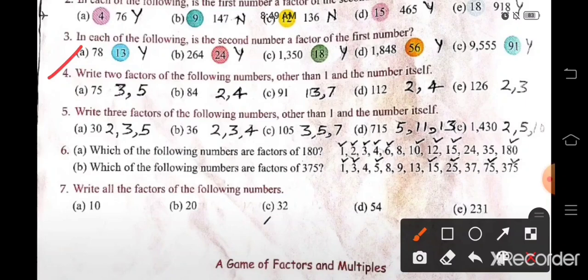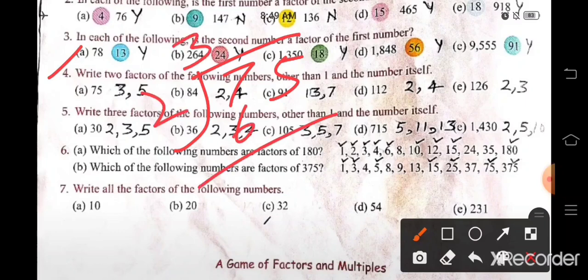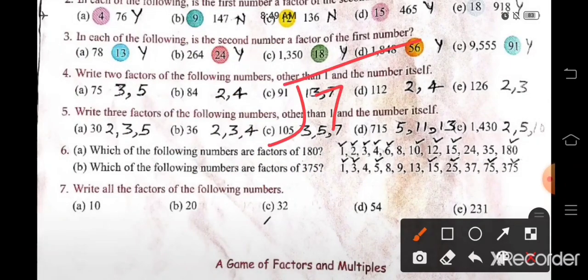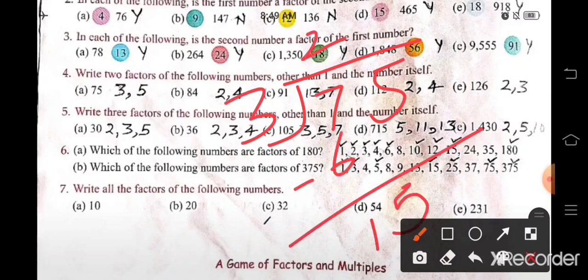First two factors of the following numbers other than 1 and the number itself. First two factors we have to write other than 1 and the number itself. So 75. After 1, 2 comes. 2 threes are 6, and 2 sevens are 14. Remainder is 1. So 2 is not a factor. Now 3. After 2, 3. Check. 3 twos are 6 and 3 fives are 15.